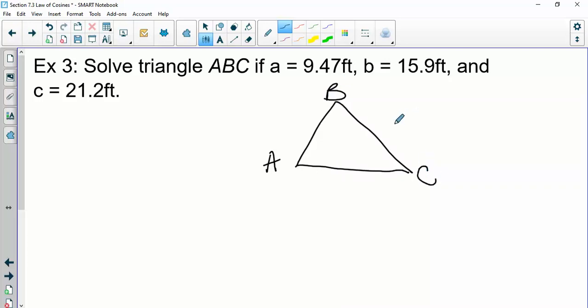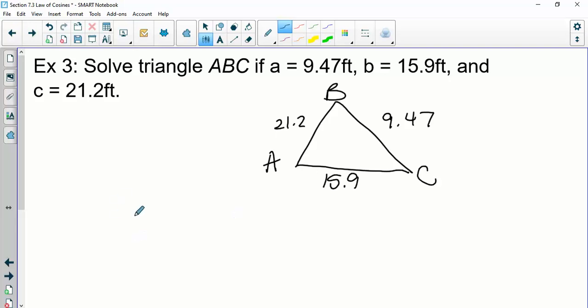So this time we were given side, side, side. We have 3 sides. Law of sines only works if you have a side angle pair. We don't have any angles, so we can't do that. So we're going to be stuck doing law of cosines.